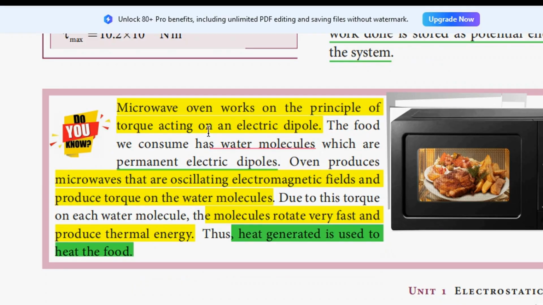Here we see that the microwave oven works on the principle of torque acting on an electric dipole. The food we consume has water molecules, which are permanent electric dipoles. The oven produces microwaves that are oscillating electromagnetic fields and produce torque on the water molecules. Due to this torque on each water molecule, the molecules rotate very fast and produce thermal energy. Thus, the heat generated is used to heat the food kept inside the oven.